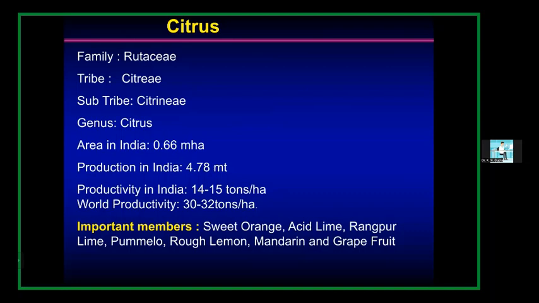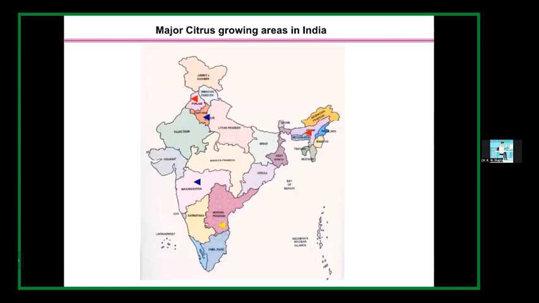In India, the area is 0.66 million hectare, and production in India is 4.78 million tons. This is a major growing area of citrus in India.